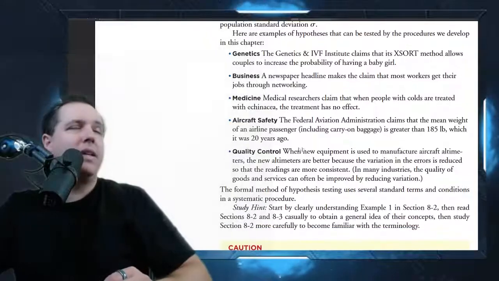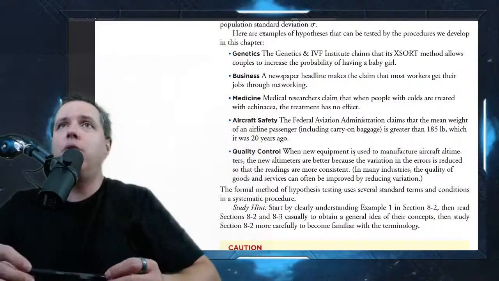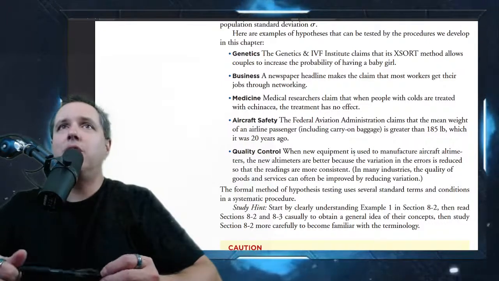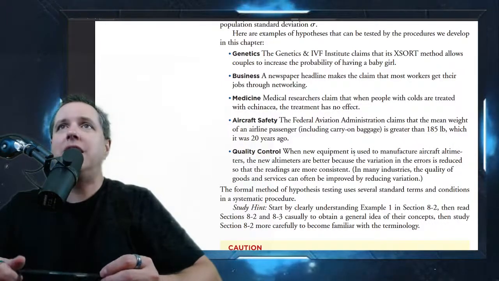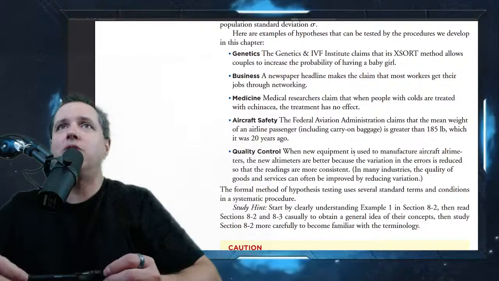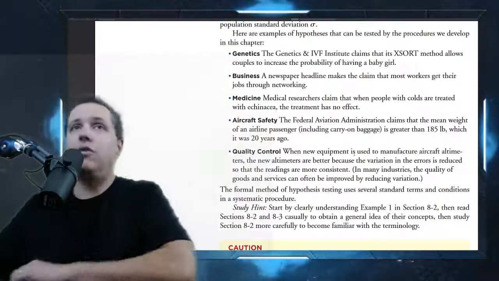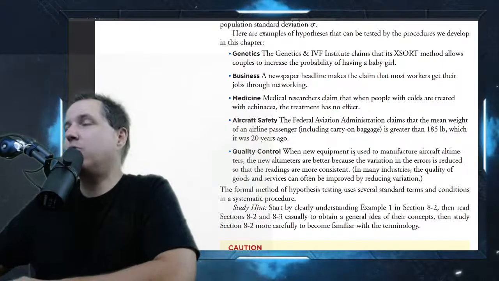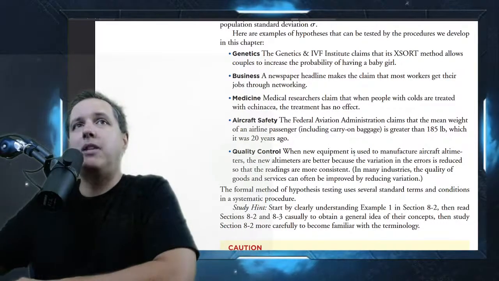Quality control, which I've mentioned numerous times in the class. When new equipment is used to manufacture aircraft altimeters, the new altimeters are better because the variation in the errors is reduced, so that the readings are more consistent. So you spend all this money bringing in new machines. You want to know, are they actually doing a better job measuring things?